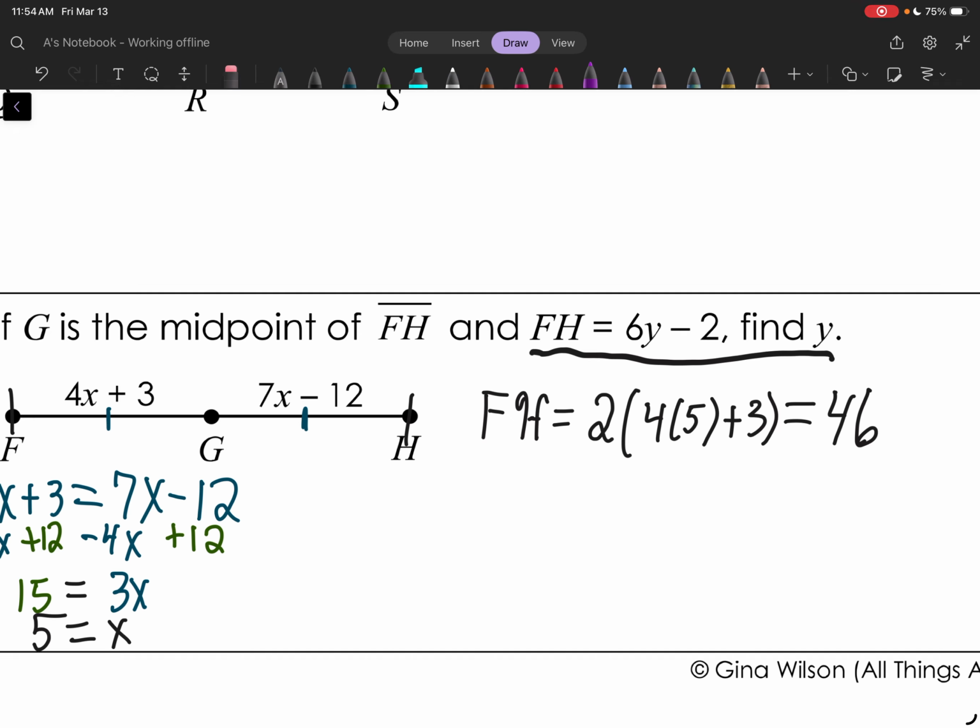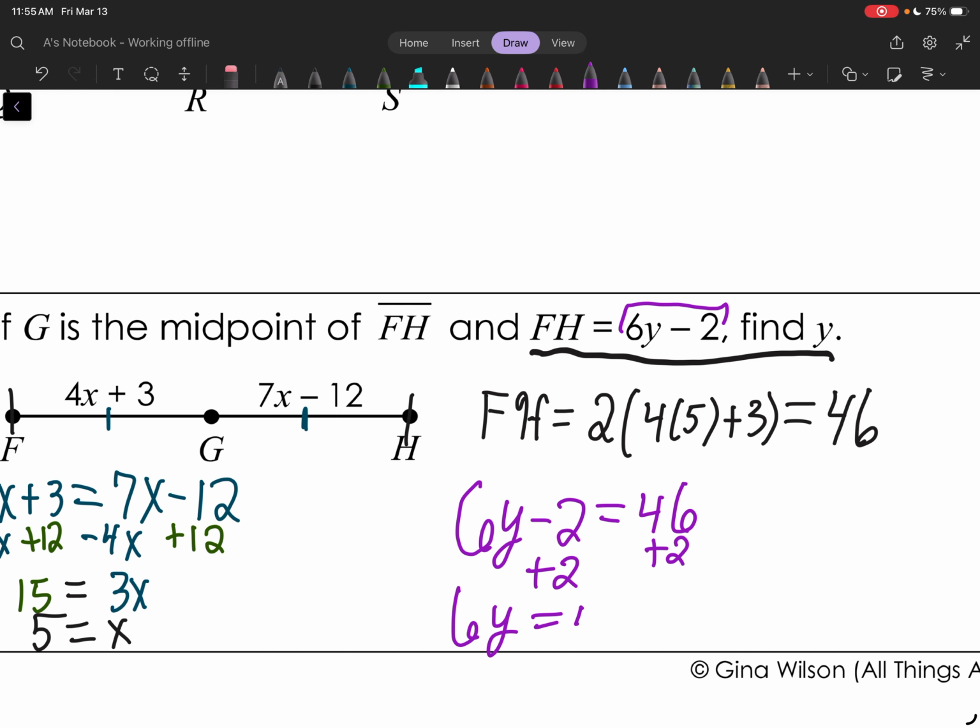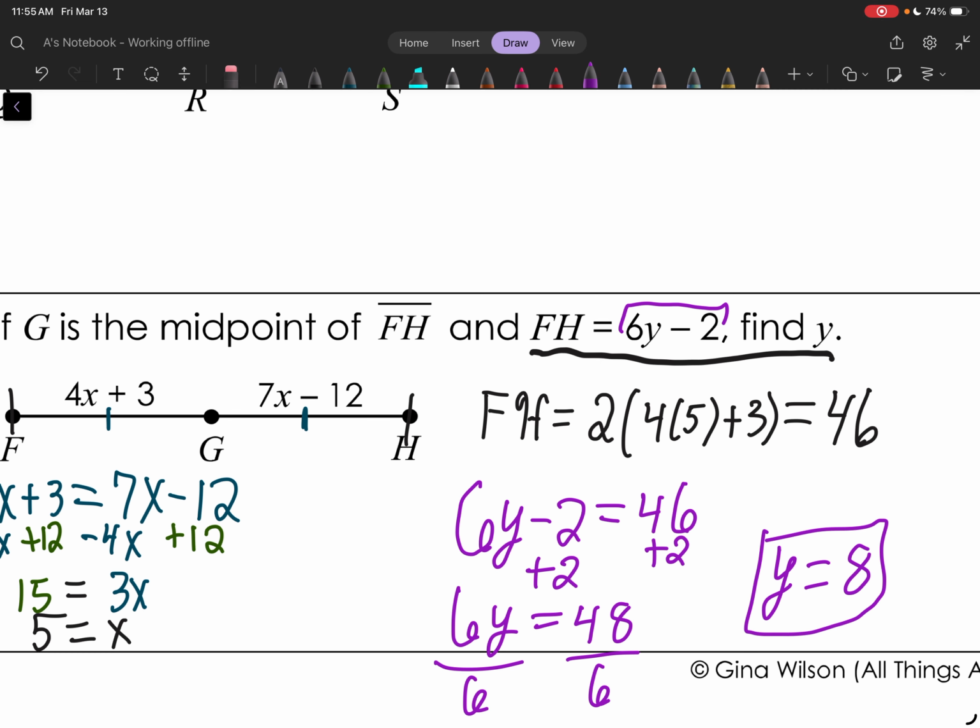Now I can answer the question that it asked me. FH is equal to 46, and from the equation, it is also equal to 6y minus 2. Again, you can use Desmos, so I'm solving it by hand. Plus 2, 6y is equal to 48. Divided by 6. Y is equal to 8. That is my final solution. I'm finished.